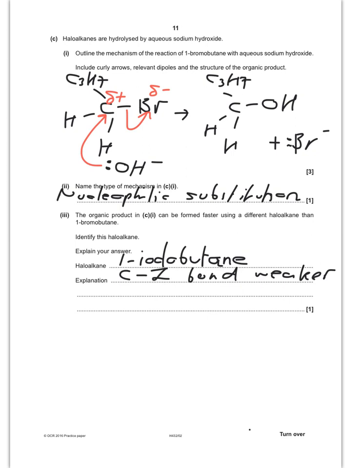Okay, so what's the mechanism? It's nucleophilic substitution. And I can make this faster. What haloalkane would I use? I'd use 1-iodobutane because the C-I bond is weaker. Iodine is a much larger atom, and therefore the carbon-iodine bond is longer, and therefore weaker, and more easily broken.